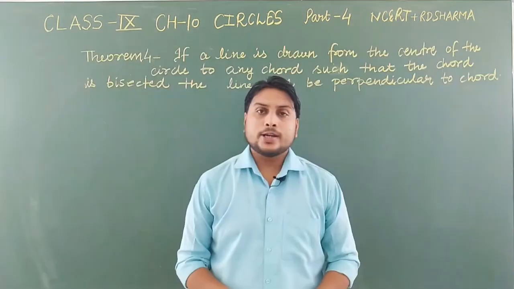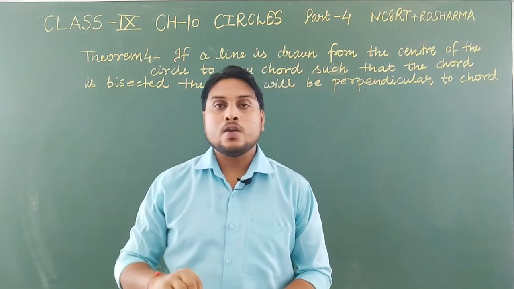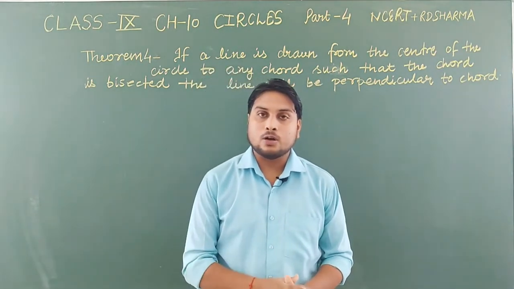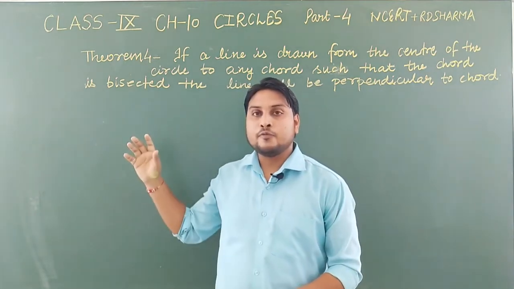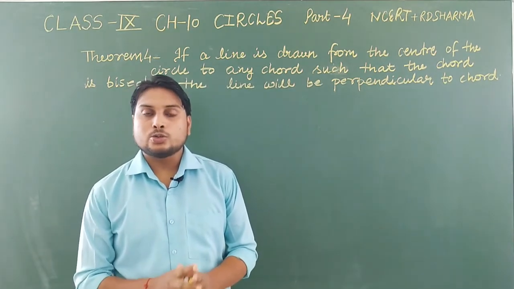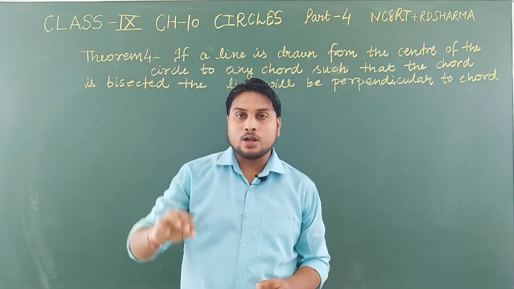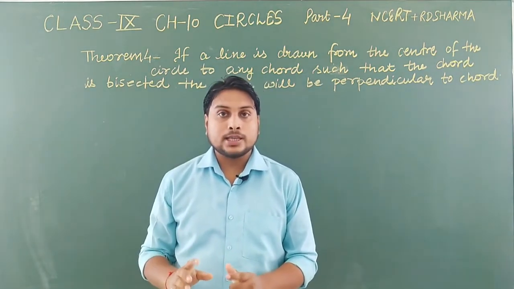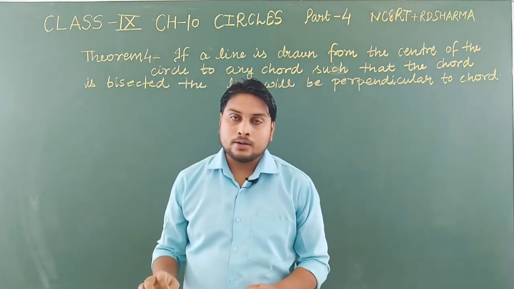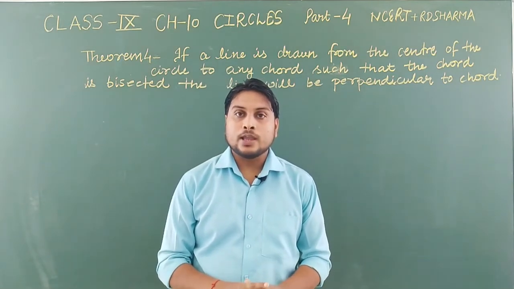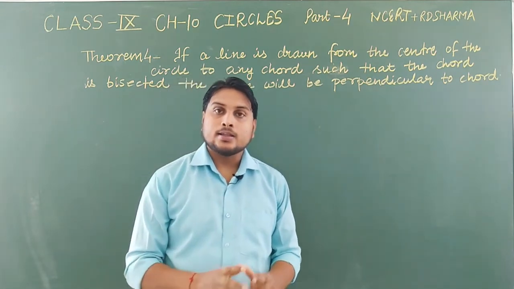Students, in theorem 3 we studied that if a perpendicular is drawn from the center of the circle to any chord, then the chord will be bisected. But here, theorem 4 is the converse of theorem 3. So what should the statement be? The statement should be that if a line is drawn, I am not saying a perpendicular, if a line is drawn to any chord from the center of the circle such that the chord is bisected, then what will the line be?